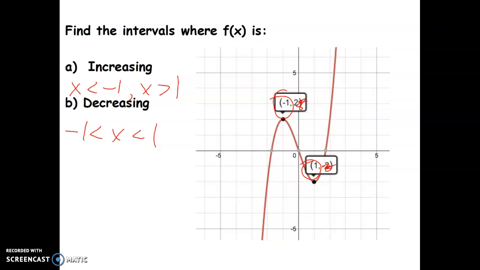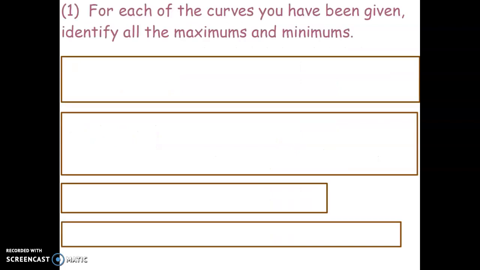Okay, if you have those graphs that I texted you guys about yesterday, get those out so that you can do this activity. This will make a lot more sense if you have those graphs and you do it with me. So the first thing I want you to do, pause the video, and for each of the curves that you have, I want you to go through and put a dot on the maximums and minimums and label them as max or min. Okay, so take a second to do that.